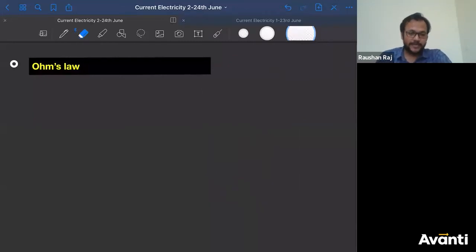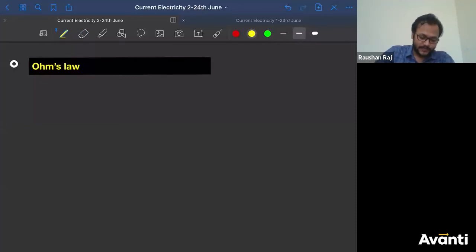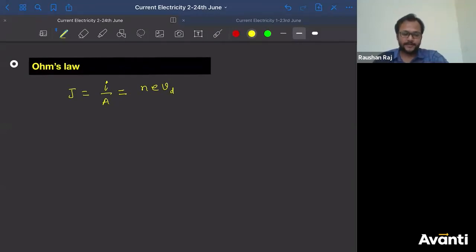But V is equal to IR is not the only expression for Ohm's law. ठीक है? V is equal to IR is not the only expression for Ohm's law. ठीक है? तो है क्या? बताता हूं देखो. So right now we have talked about J is equal to I divided by A, and I divided by A is equal to क्या है बच्चा? Just now we have figured out n e into v_d. All right? n e into v_d. If I ask you to put the value of v_d here, tell me what is the value of v_d?